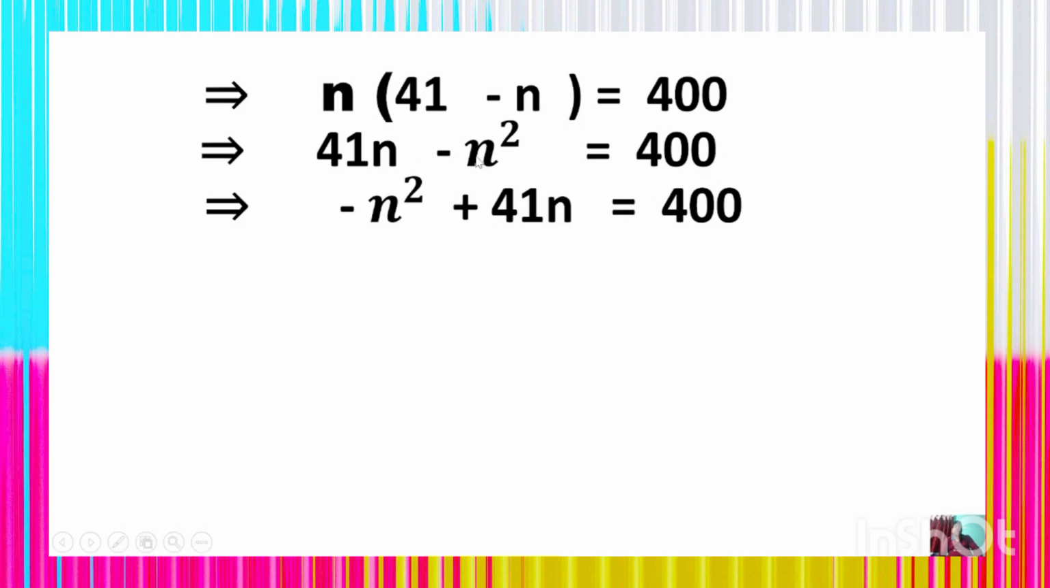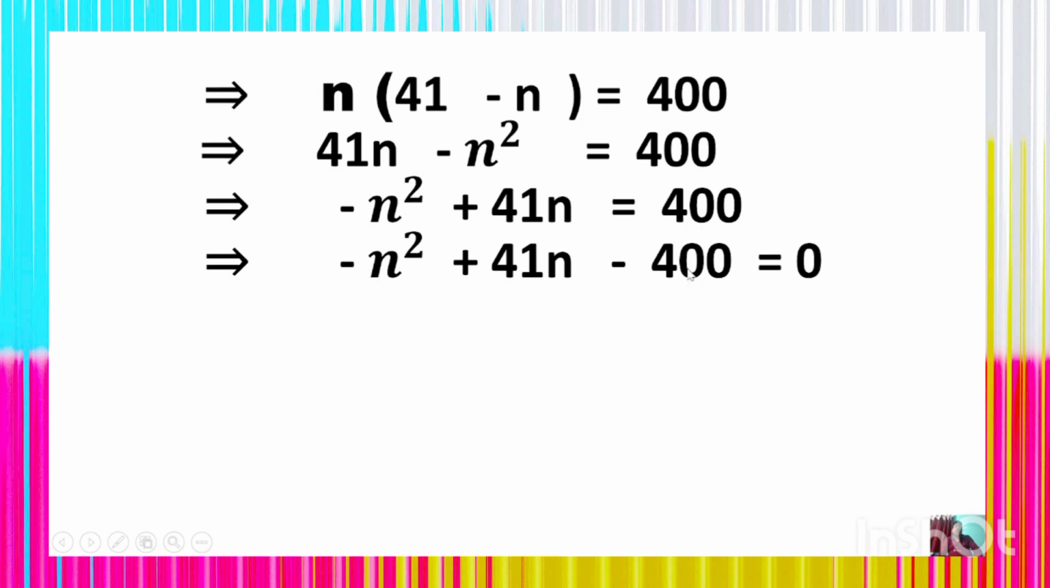Here is an arrangement: minus n square plus 41n, which is 400. Here 400 will be transposed from the left side to the right side, the sign will be changed, which is minus 400, is equal to 0. Thus, minus n square plus 41n minus 400 is equal to 0.